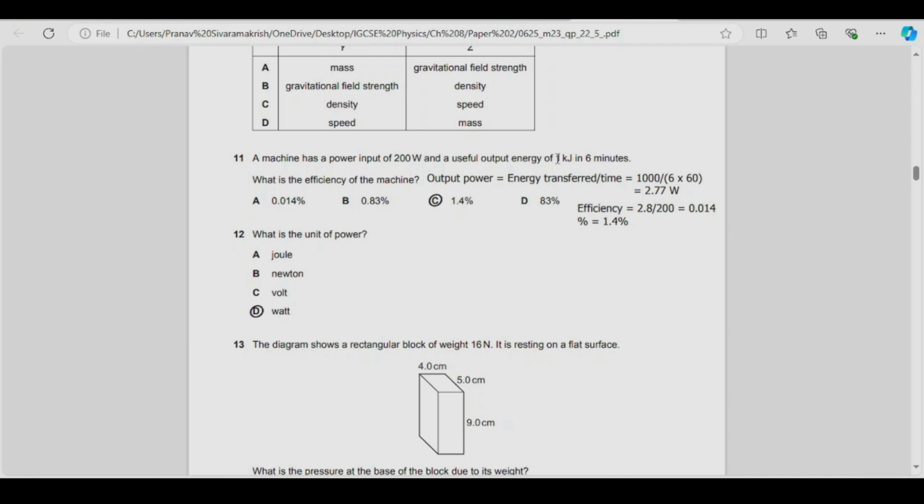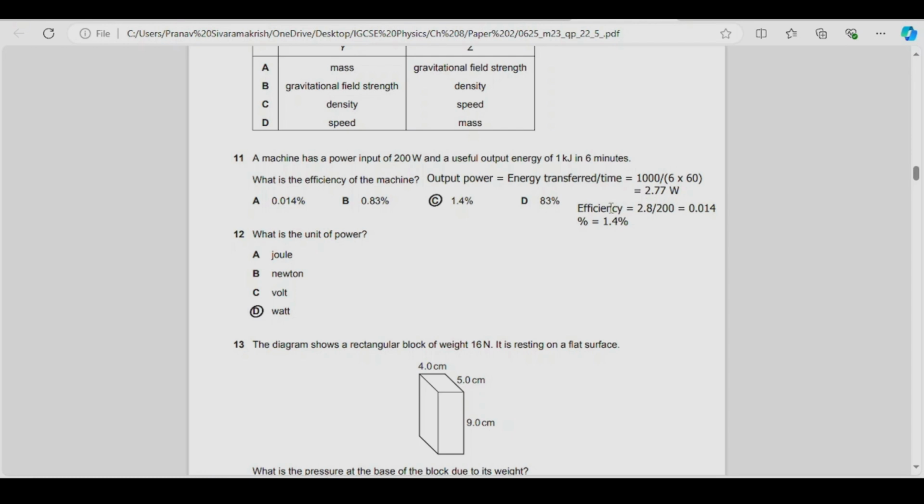So essentially here, the washing machine is transferring 1 kilojoule of energy in 6 minutes. If you want to calculate the output power, it's energy transferred per unit of time. We have to convert the 6 minutes into seconds. Each minute has 60 seconds, which is what we've done here. 1,000 divided by 6 times 60 gives me 2.77 watts.